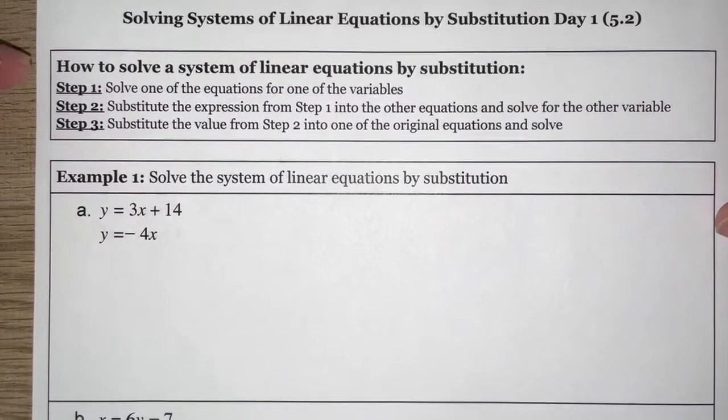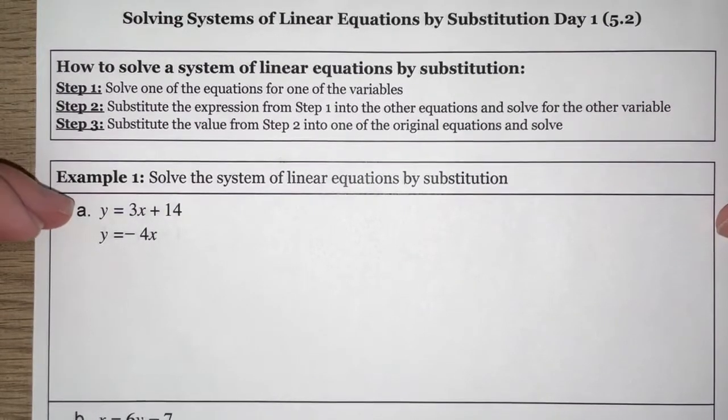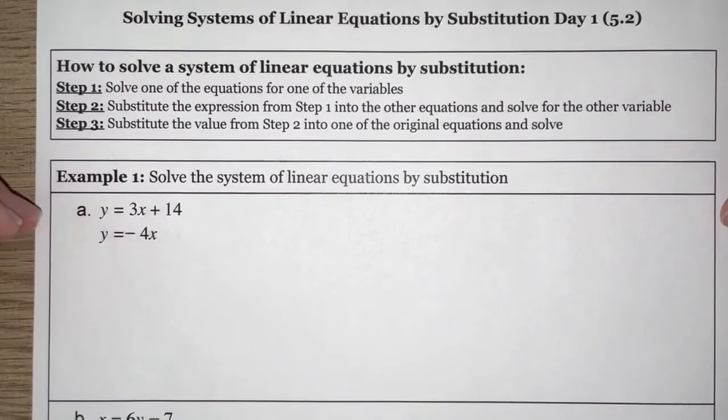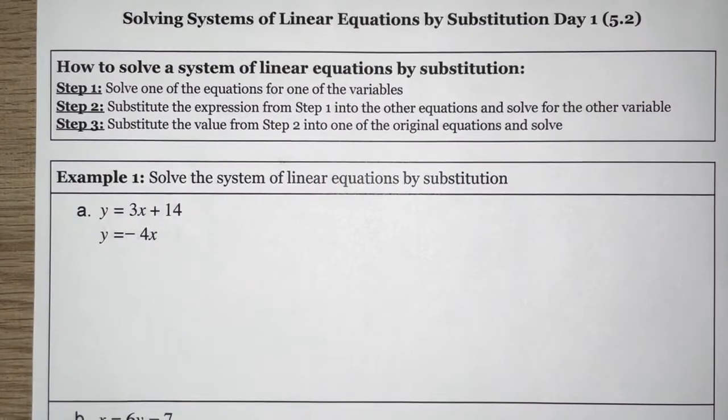So step 1 says to solve one of the equations for one of the variables. In part A, both of these equations are already solved for y. So we don't need to do anything for that step because they're already solved for one of the variables. And then for the first equation, we're given y equals 3x plus 14, and the second equation we're given y equals negative 4x.